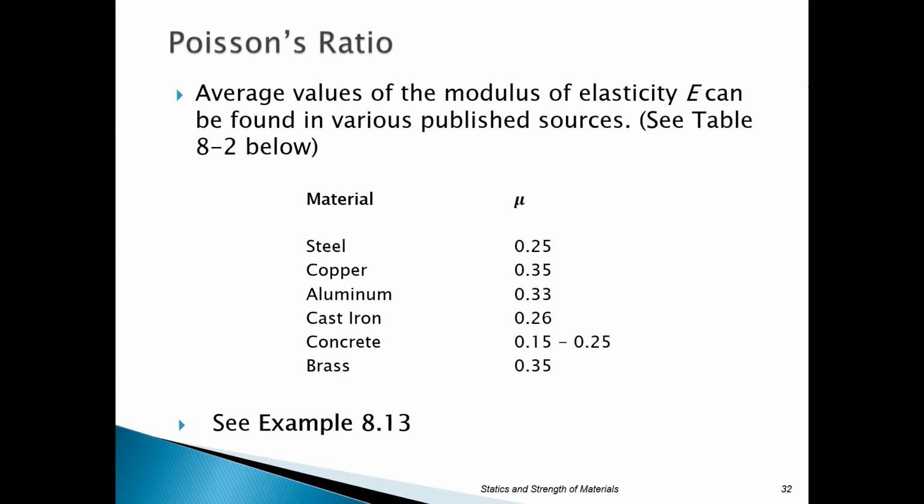The Poisson's ratio can be found in your table 2. These are published values, and you can see some of the similar ones there for mu. Notice they're unitless. Steel's 0.25, copper is 0.35, aluminum. Again, those are probably more averaged values. Notice concrete has some varying values there from 0.15 to 0.25.